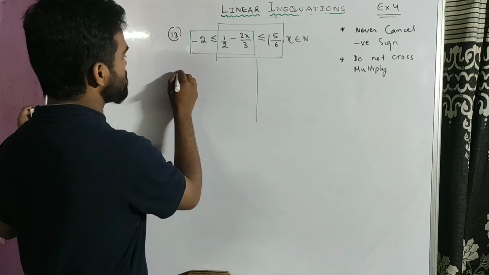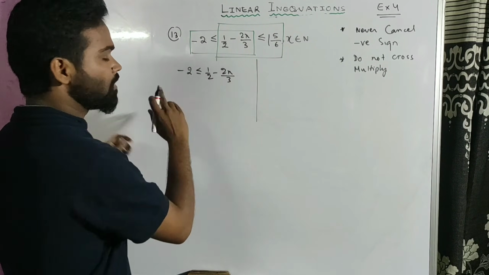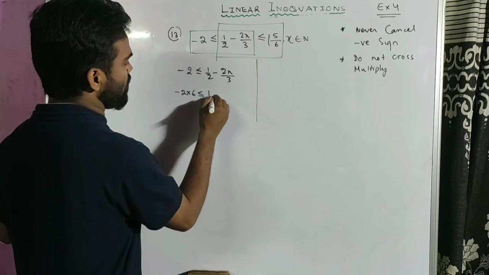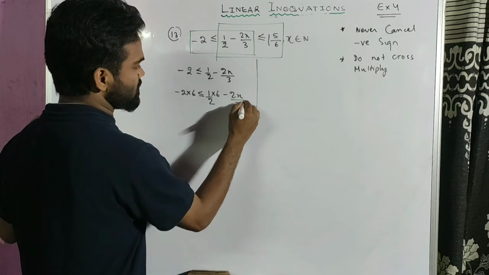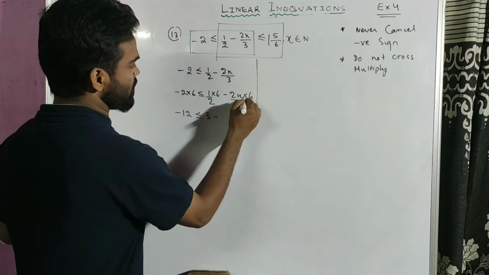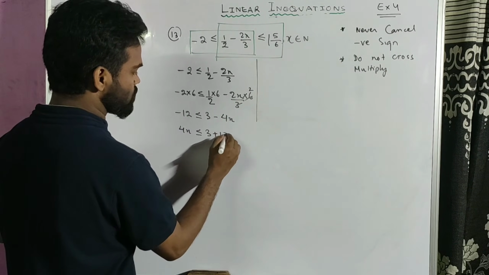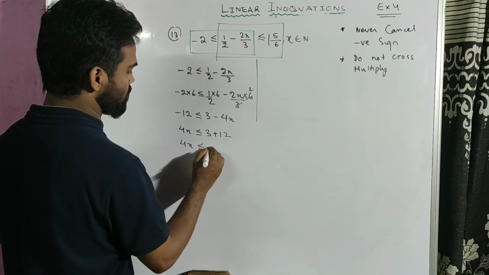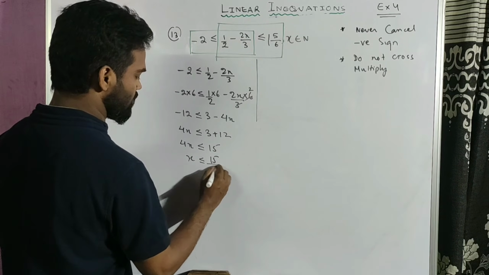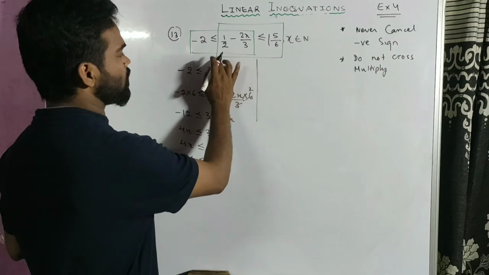Let us solve both. So -2 less than or equal to half minus 2x by 3. We'll multiply by 6 on both sides. So -2 multiplied by 6 less than or equal to half into 6, because the LCM is 6, we know. So this becomes -12 less than or equal to 3 minus 4x. So 4x less than or equal to 3 plus 12. So 4x less than or equal to 15. So x less than or equal to 15 by 4. Done. Now we'll solve the other inequation.